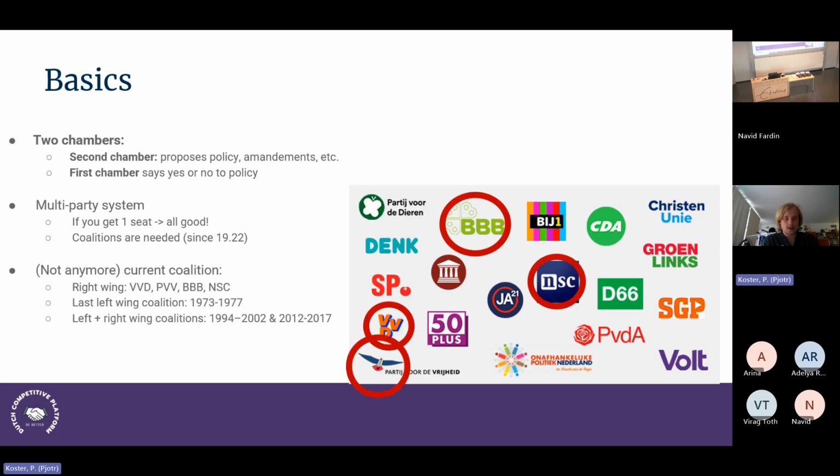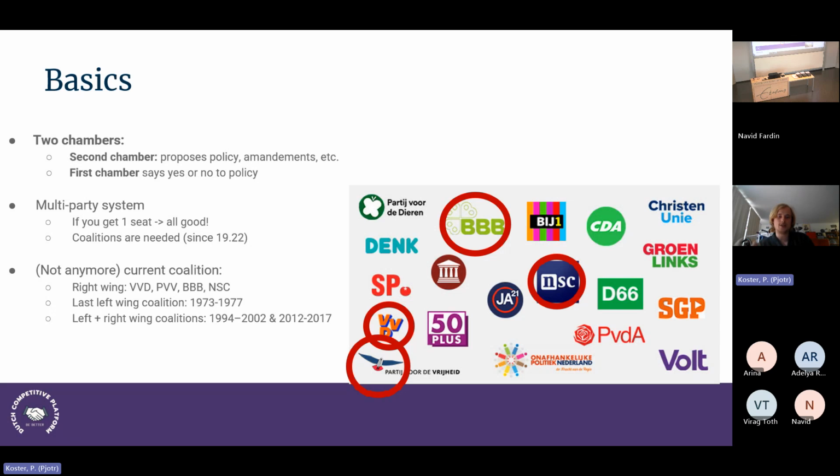Now, what does this mean? Well, we currently have a coalition, and the coalition that I'm going to talk about mostly are just going to be these parties. So we have a right-wing coalition. So these are right-wing parties. The ones that we're going to discuss are the VVD, the PVV, the BBB, and the NSC. These all have different things that they stand for, and I hopefully will make clear what they are standing for and why they are important.